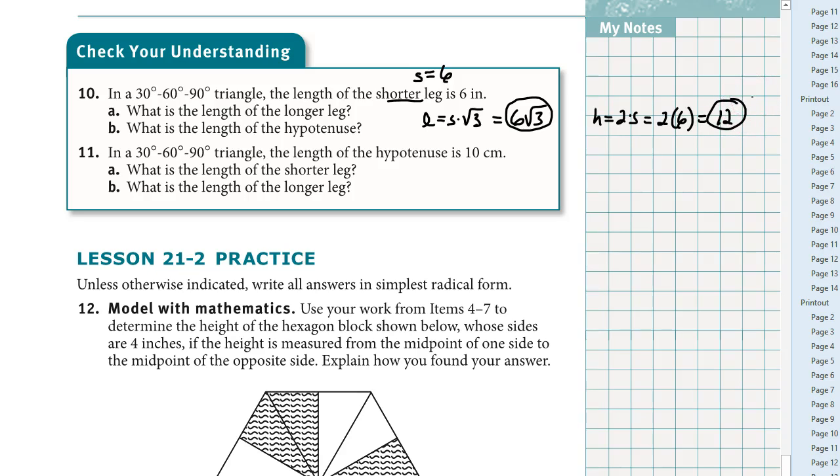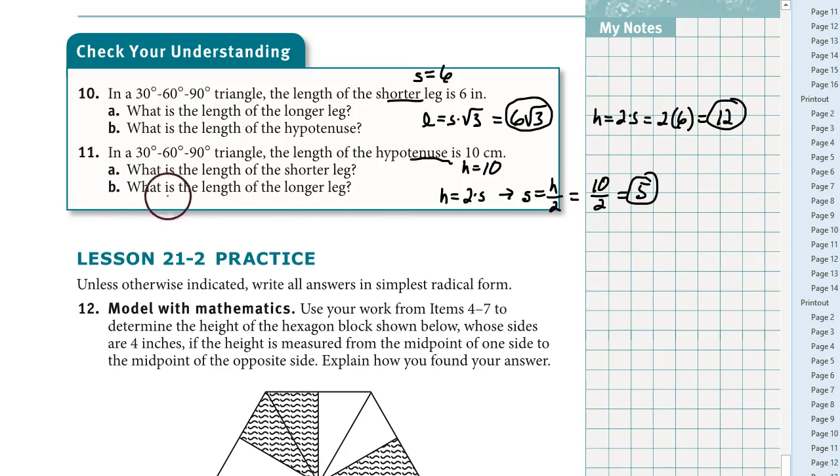Now number 11, in a 30, 60, 90 degree triangle, the hypotenuse is 10. So we're given that H is 10. Question A, what's the length of the shorter leg? Remember that we had a formula that looked like this. The hypotenuse is equal to 2 times the short leg. And we had rearranged that to say that the short leg is the hypotenuse divided by 2. So let's substitute 10 for H, and we find out the answer is 5 centimeters.